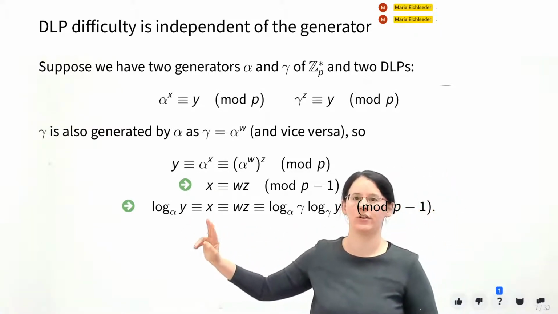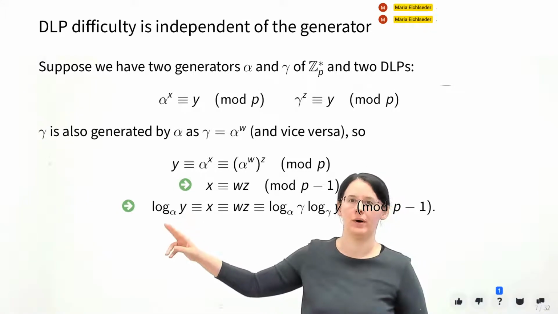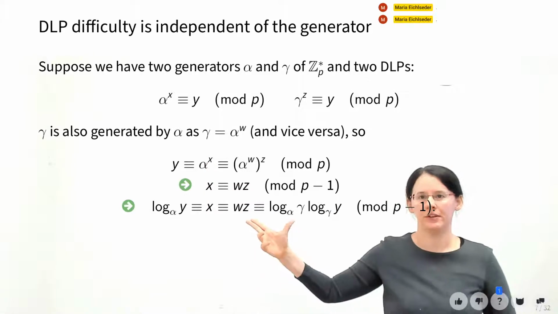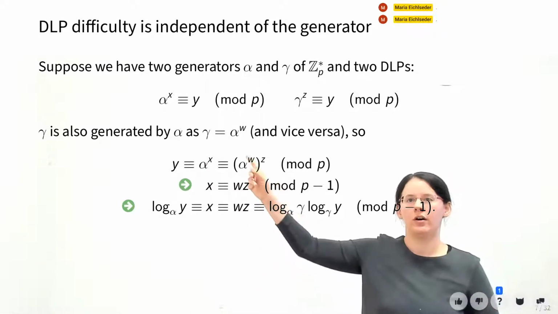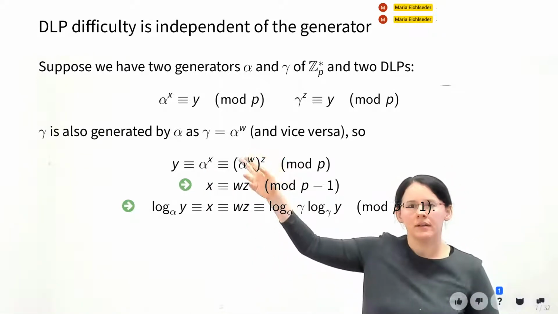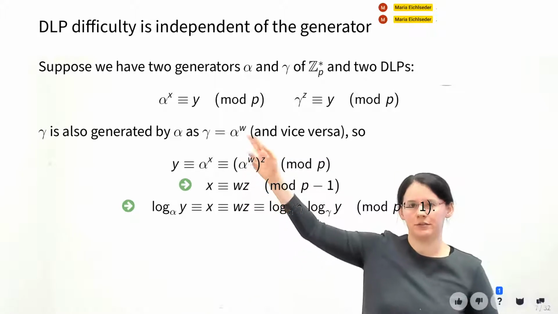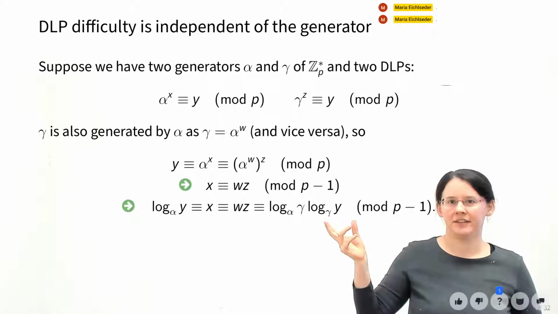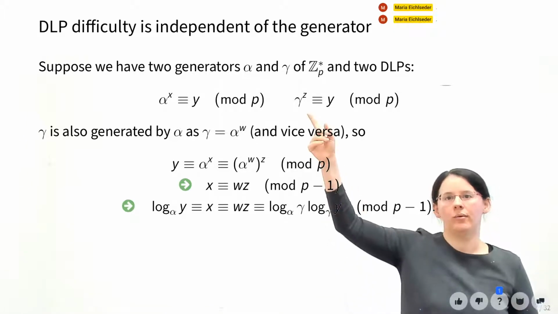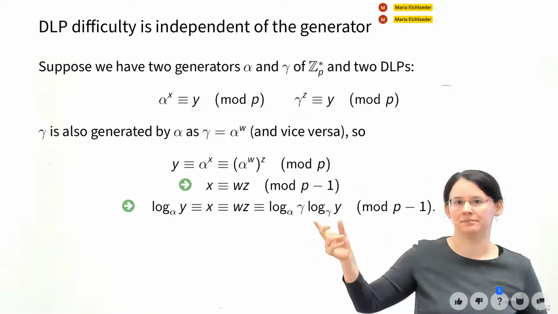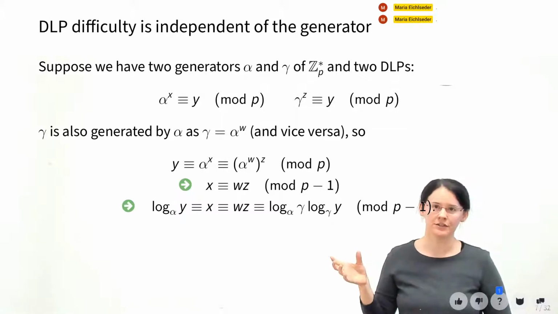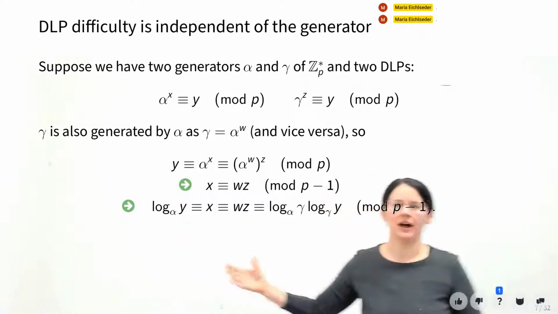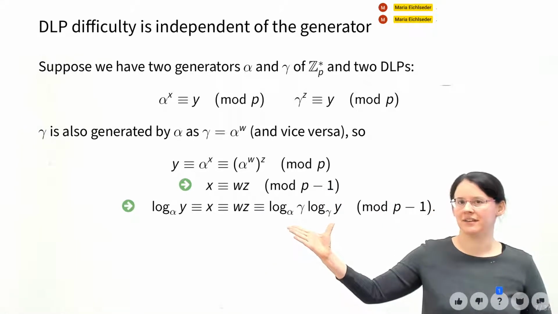So x is the logarithm of y to base alpha. That's what I see from here. W is the logarithm of gamma to the base alpha. That's what I see here. And the last number z here is the logarithm of y to base gamma. So in other words, I now have an equation that links some logarithms in alpha and some logarithms in gamma.